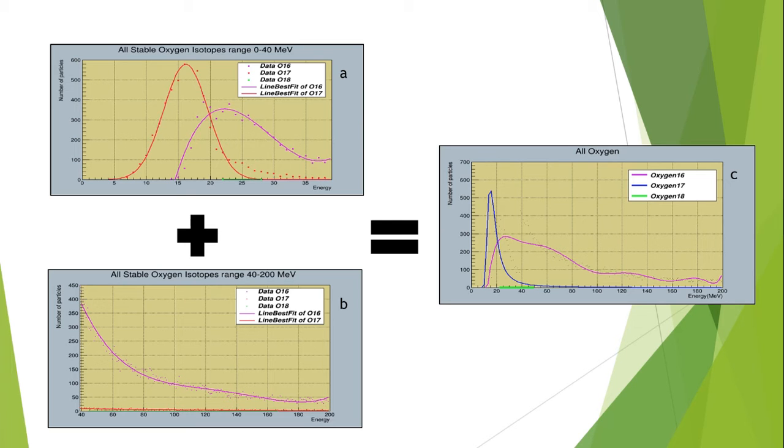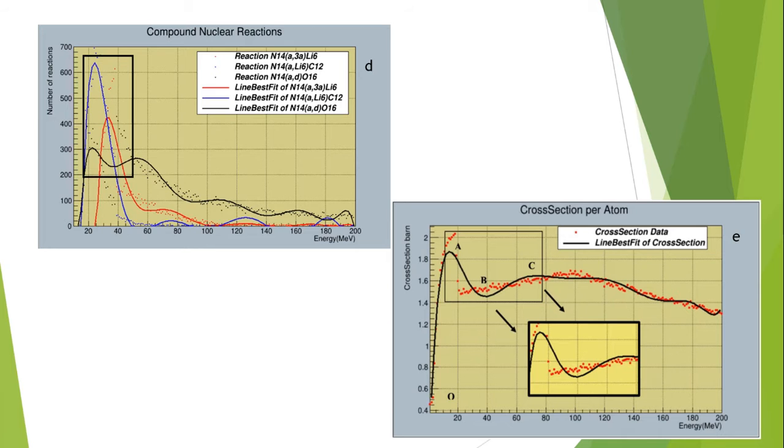the compound nucleus formation. Now, in order to analyze the other possible reactions, we need to collect data of the other most dominant reactions inside the simulation process. From figure E, when the cross-section per atom starts to increase from O to A, the most dominant reaction is oxygen 16. Then, as the cross-section per atom starts to decrease from A to B, the lithium-6 reaction starts to dominate the process.